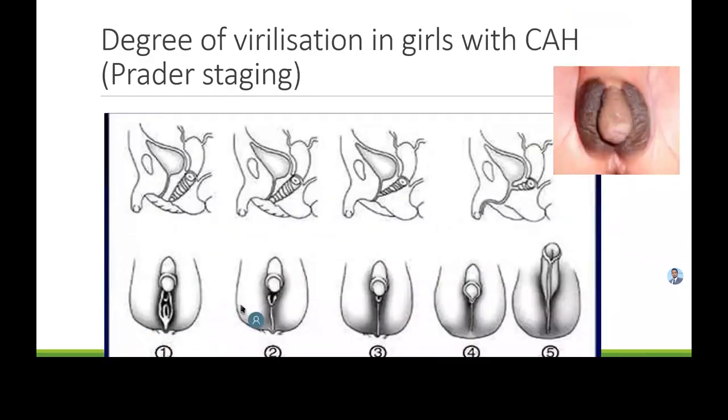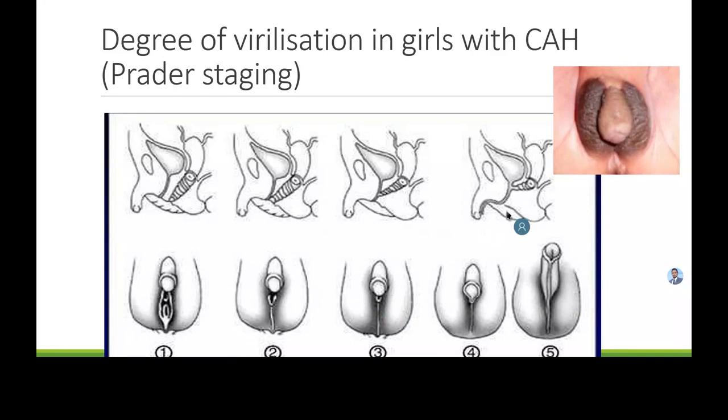But if you have a little bit greater virilization, you can have posterior labial fusion or even complete labial fusion. So it's like a bifid scrotum, which is kind of the picture you may appreciate in this. And then if you look at the side view, you can see that in the first picture, the urethra and the vagina have two separate openings. In the second one, they are joining up together. In the third one, they have joined to form one perineal opening. This is what you call a single perineal opening. You don't see the urethral opening and the vaginal opening separately. You see one common perineal opening.